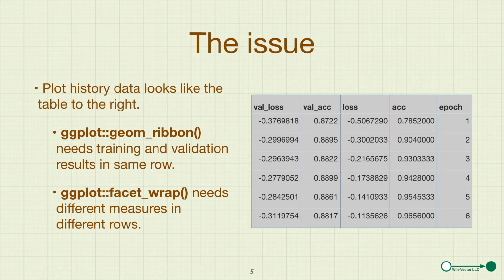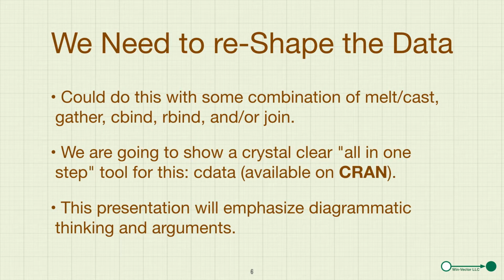The data processing issues are, if we're going to use ggplot to build this graph, then the geom_ribbon needs both the training and validation results in the same row so that these two columns are available to specify the top and bottom of the ribbon simultaneously. However, facet_wrap needs different measures, the loss and accuracy, to be in different rows so that we can facet wrap on them. That was not the shape of the data before us. So we need to reshape the data.